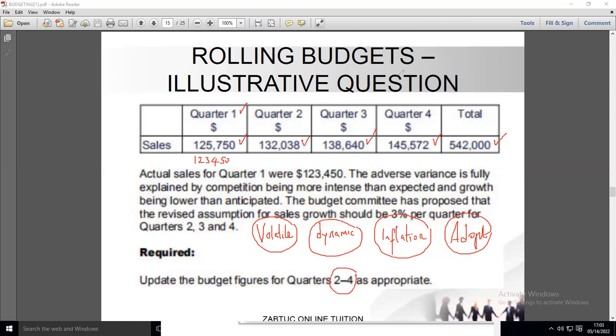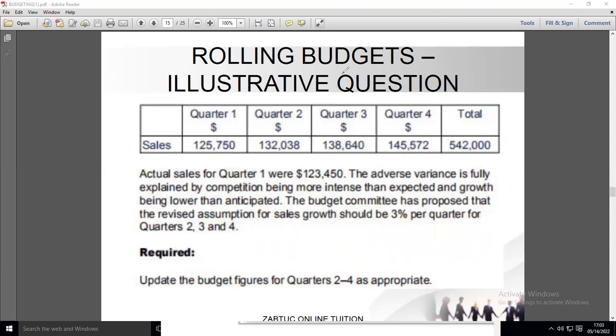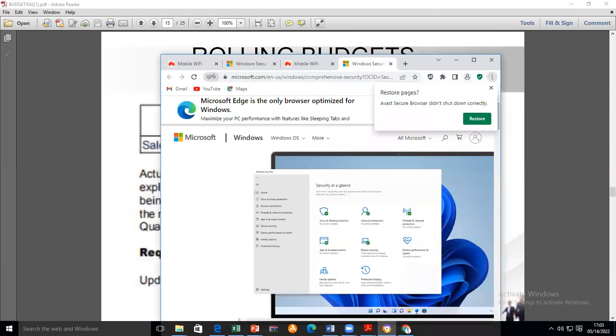Okay, as appropriate. So we're going to update that, and we'll see what your figures will look like after that particular update.